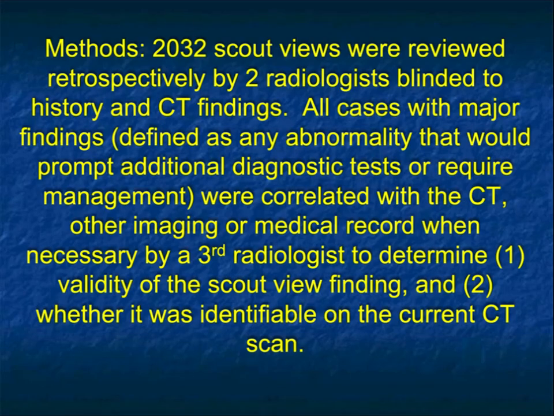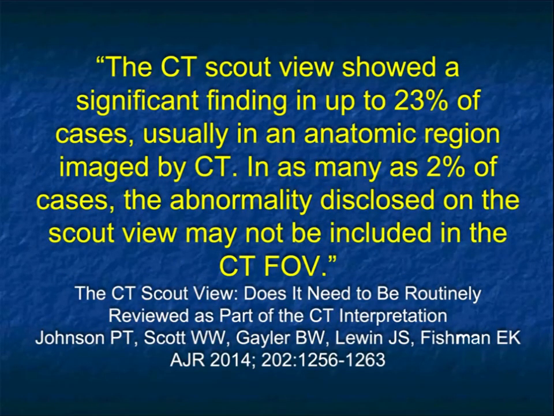And they read the topogram as if they were reading a plain film to look for any abnormalities on the topogram. And then we looked at whether or not those abnormalities were seen on the CT or were of importance. Over 2,000 patients were looked at. The CT scout view showed a significant finding in up to 23% of cases, usually in an anatomic region imaged by CT. But in about 2% of cases, the abnormality on the scout view was not included in the CT field of view. Now, why is that the case?